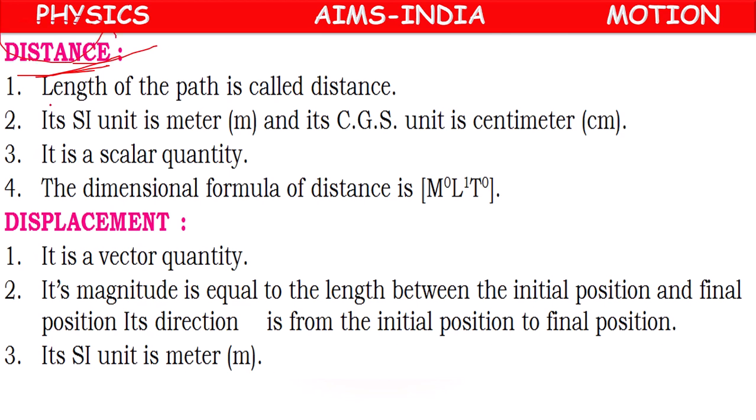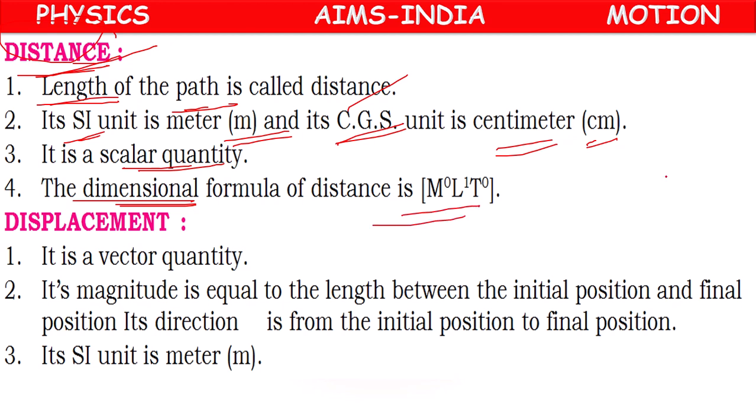So distance means length of the path is called distance. Its SI unit is meter, CGS unit is centimeter. It is a scalar quantity. So it has a dimensional formula. Distance is nothing but length. Normally we have mass, length, time. These three are the fundamental quantities.